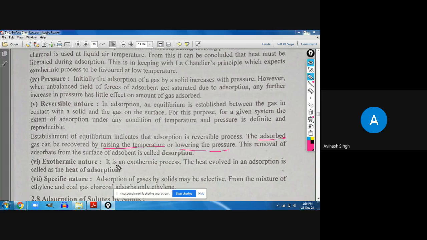Exothermic process: we have already discussed that adsorption is normally an exothermic process, and the heat evolved is called heat of adsorption. And last is specific nature. This is normally true for chemisorption. Adsorption of gases by solids may be selective. For a mixture of ethylene and coal gas, charcoal only adsorbs ethylene. Okay?